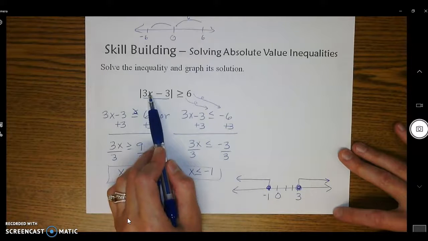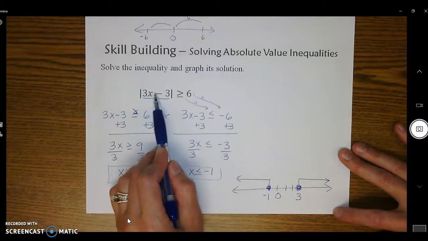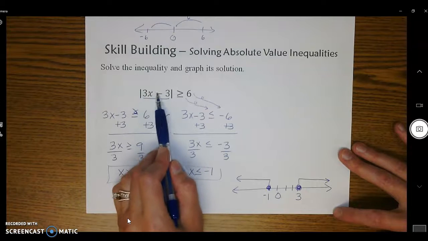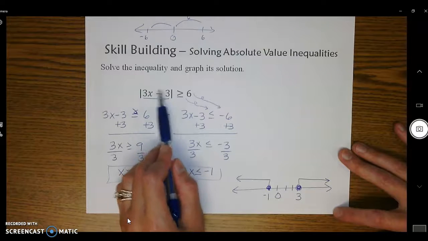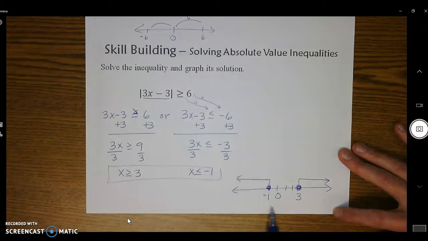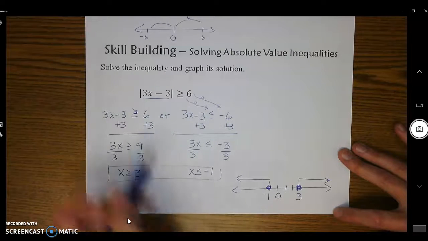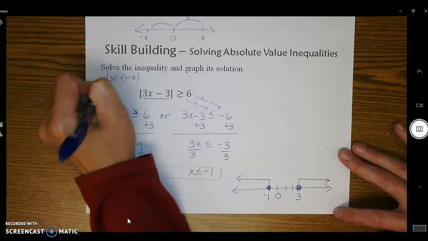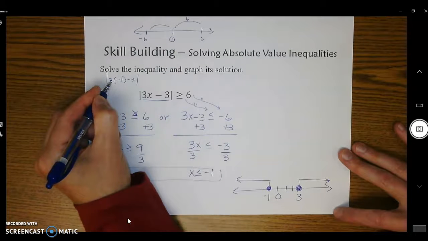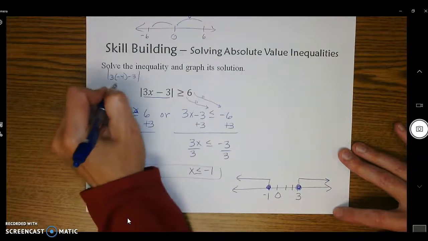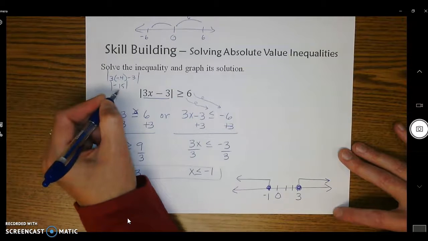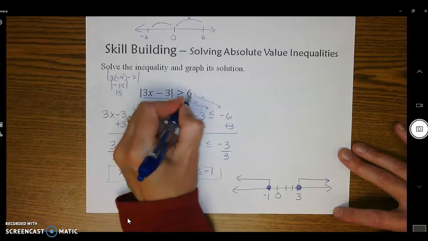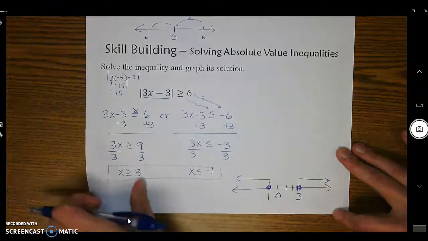3 times 5 is 15. 15 minus 3 is 12. Is 12 greater than 6? Yes, it is. And if I pick another one over here, let's pick on -4. So 3 times -4 is -12. -12 minus 3 is -15. Absolute value of -15 is 15. Sure enough, 15 is bigger than 6. So it works. Our graph is correct.